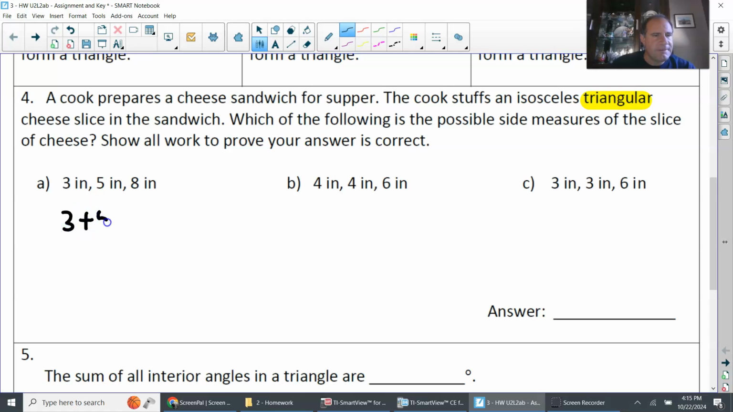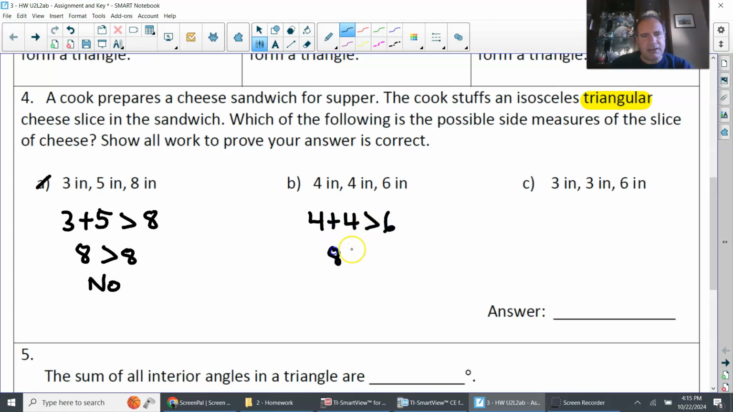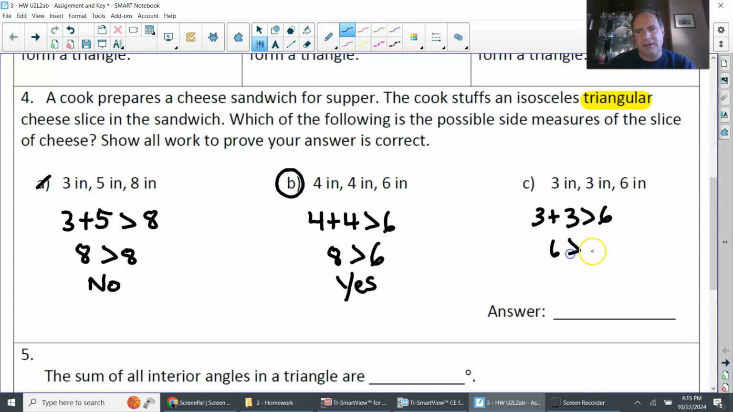3 plus 5 has to be greater than 8. And 3 plus 5 is 8. 8 is not greater than 8, so this is not a triangle. So we could cross that out. 4 plus 4 has to be greater than 6. It is. 8 is greater than 6. So we're going to put yes for this, and this is probably your answer. This is your triangle. And then 3 plus 3 has to be greater than 6. 6 is not greater than 6. 6 is equal to 6. So this is a no. The answer is B.